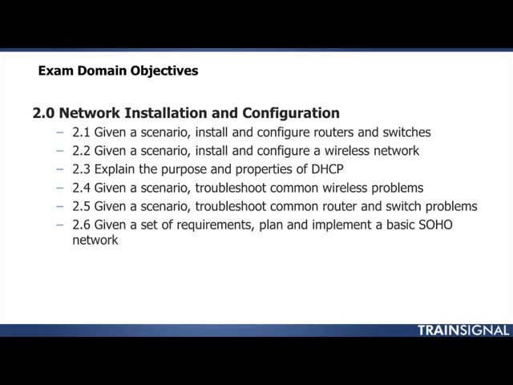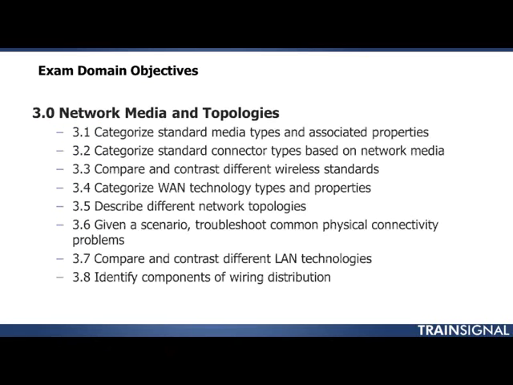Again, I love the fact that these objectives coordinate with what you should be doing to be successful in real life. Moving on to the third main domain objective, we have network media and topologies. We talked very specifically about media, both cabled and wireless. We talked in more detail about some of the wireless standards, WAN technologies, and the different networking topologies. Again, here we have troubleshooting, so we have troubleshooting physical connectivity problems.